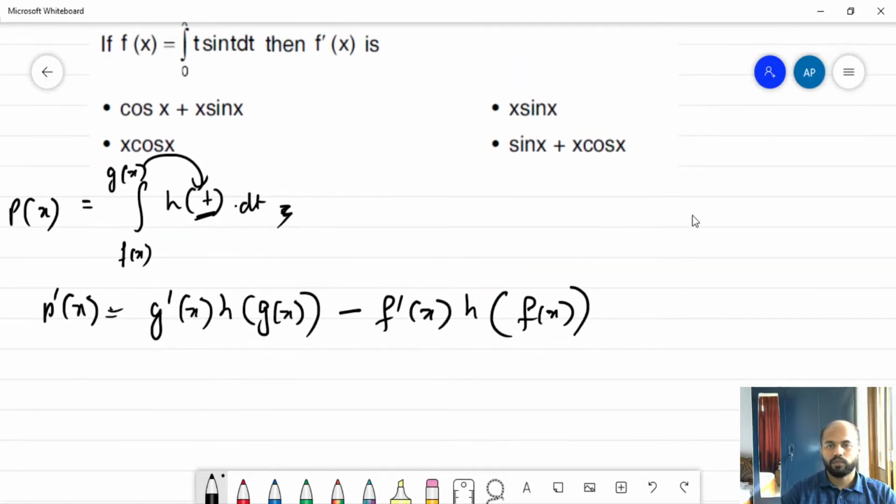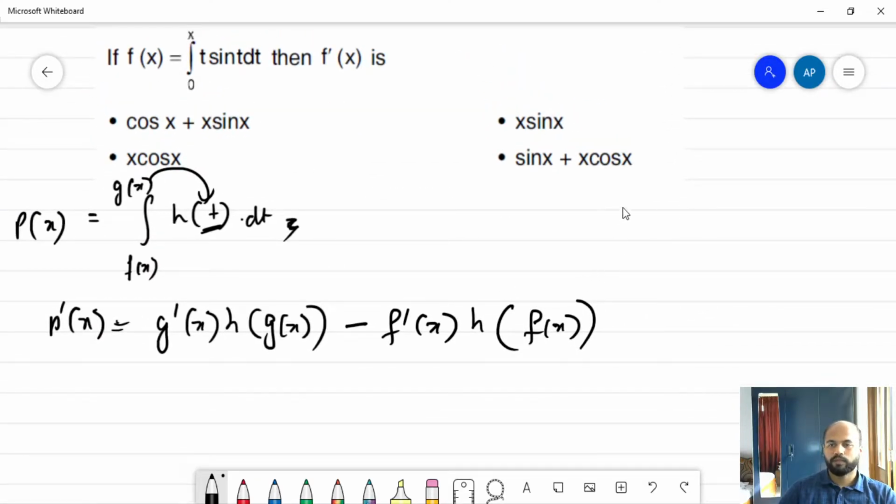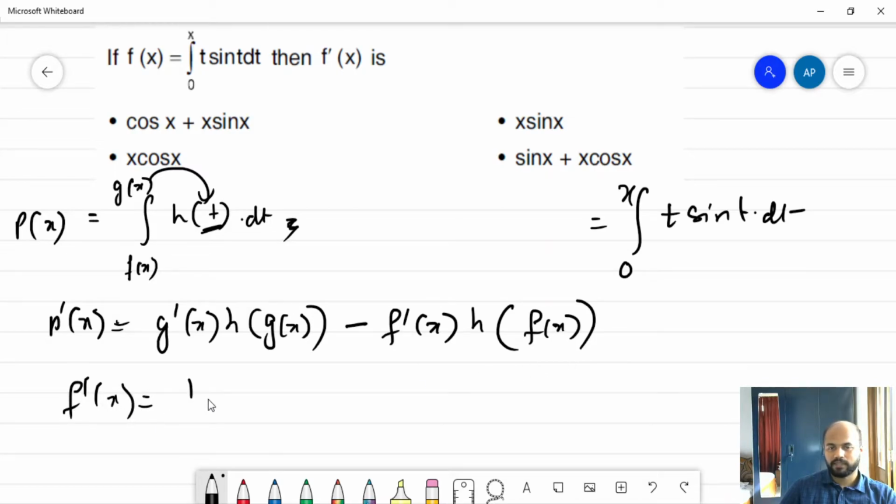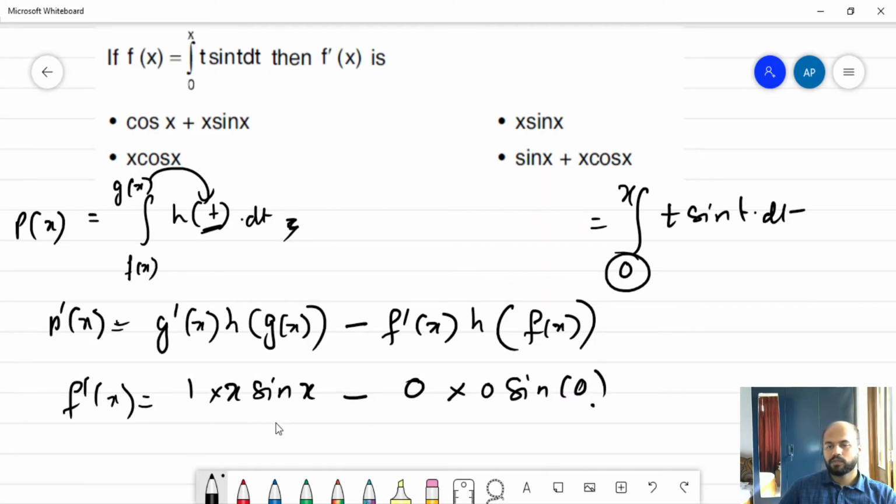Now applying this rule, wherein we have this problem, that is the integral from 0 to x of t sine t dt. The value has to be the first derivative of x, that is 1, into x sine x, minus the derivative of the lower limit, we will put this 0 into 0 sine 0. So the final value of this question, the derivative, is going to be x sine x.